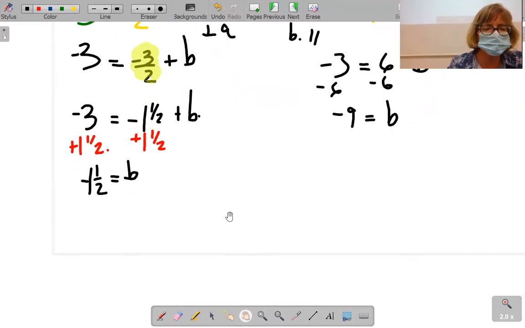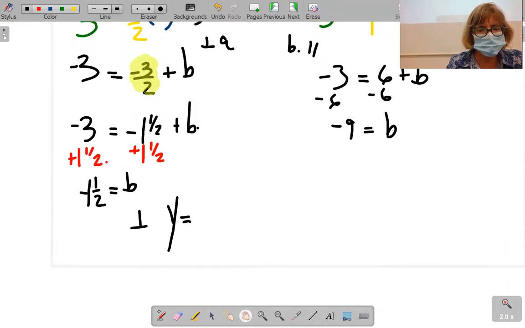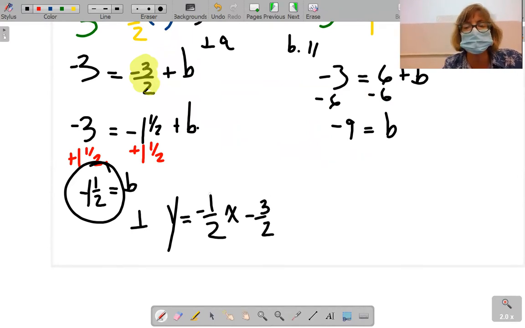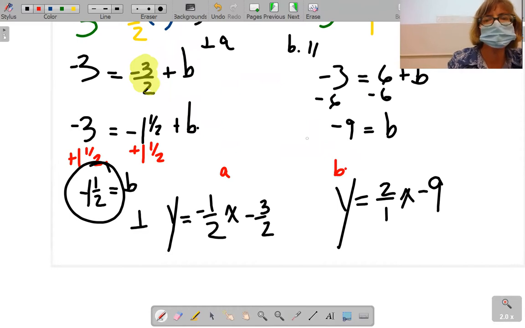So your final equation for the perpendicular one is going to be y equals, and your slope is -1/2 x. Change that back. ALEKS prefers an improper fraction, so that's going to be -3/2 is your equation there. Here your equation is y equals, and your slope is 2/1 x minus 9. That would be the answer to A and B.